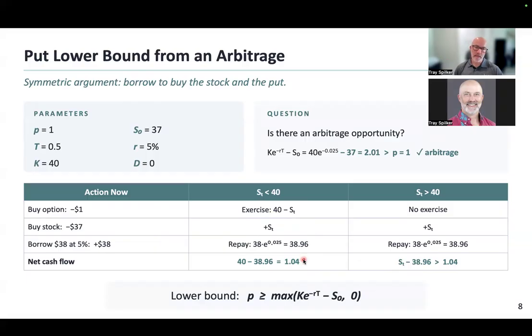If the share price ends up out of the money, that is to say above the strike price of $40, well, we don't have to worry about the put option. So we're just sitting on the positive value of the stock, because we know the stock's going to be above $40 since we're evaluating that scenario. So this must be worth at least $40 minus however much we have to pay back, so at least $1.04.